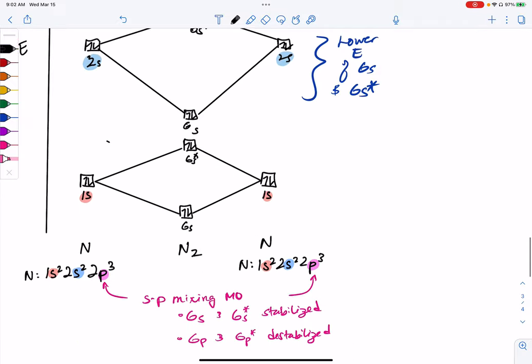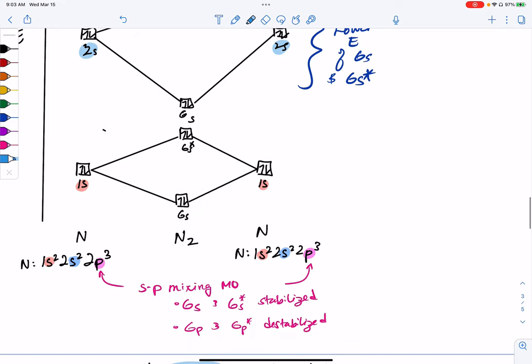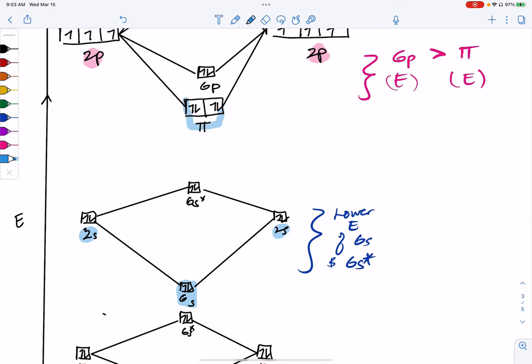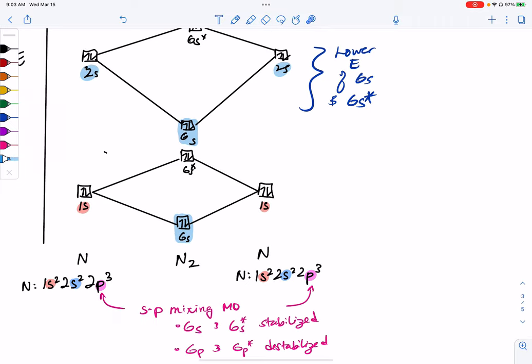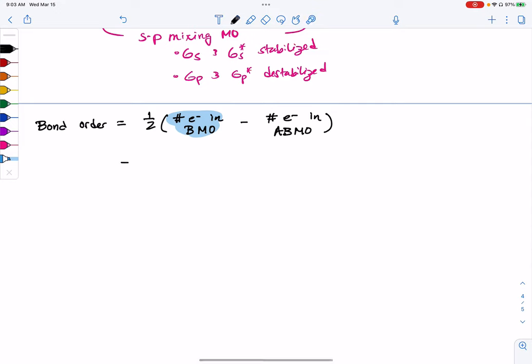So let's figure out the bond order for elemental nitrogen, N2. This is going to be 1/2 times the number of electrons in bonding molecular orbitals minus the number of electrons in antibonding molecular orbitals. Okay, so number of electrons in our bonding molecular orbitals. We've got our sigma s and sigma s. We also have our pi and sigma p, all containing bonding electrons. So I'm going to go ahead and count. That is 2, 4, 6, 8, 10. So I have 10 electrons in bonding molecular orbitals.